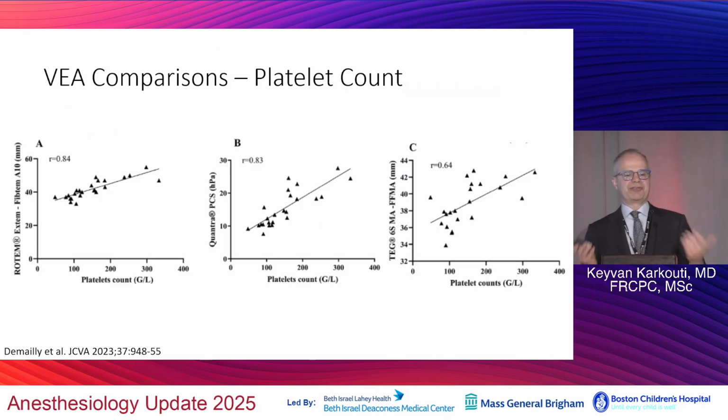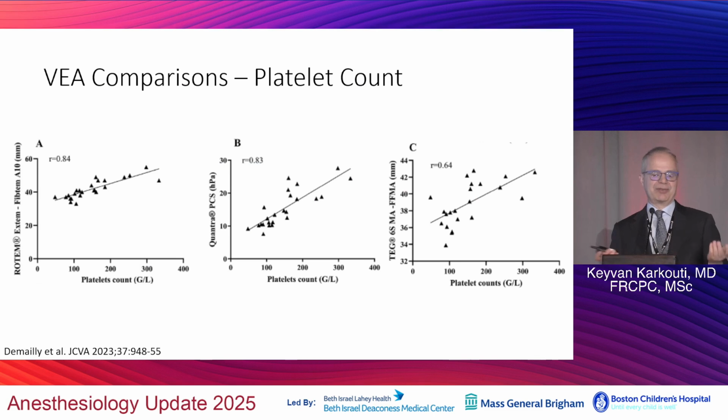When you compare the different machines that are out there, there isn't that much data. This is one of the ones I could find that compares ROTEM with Quantra and TEG. This is how they compare for platelet count. On the x-axis, we have platelet count. On the y-axis, we have ROTEM.